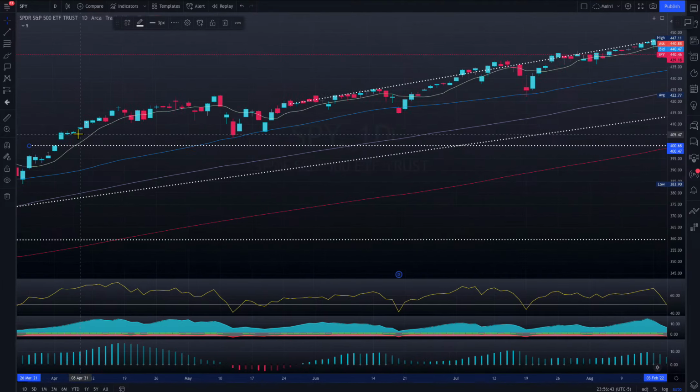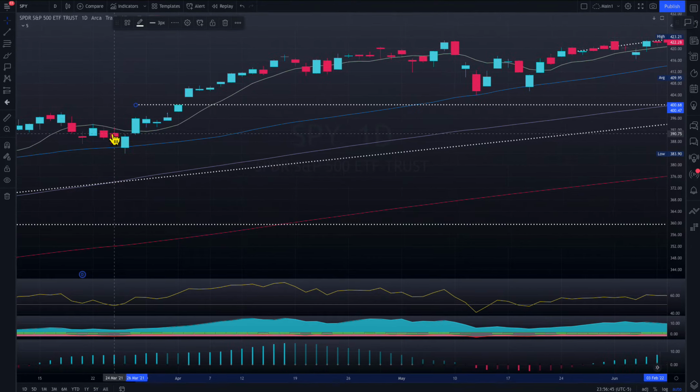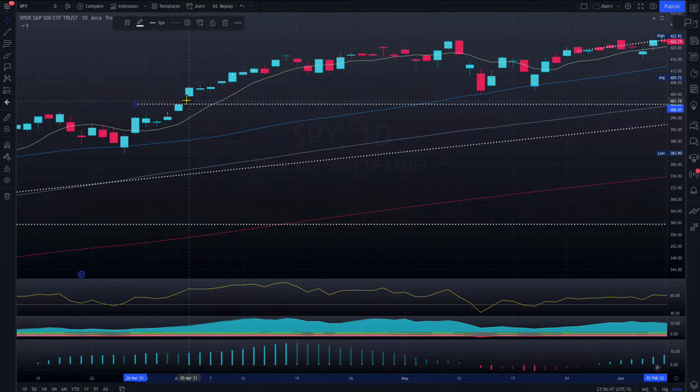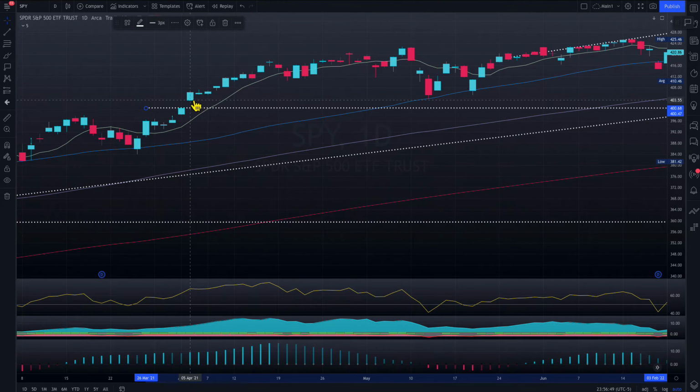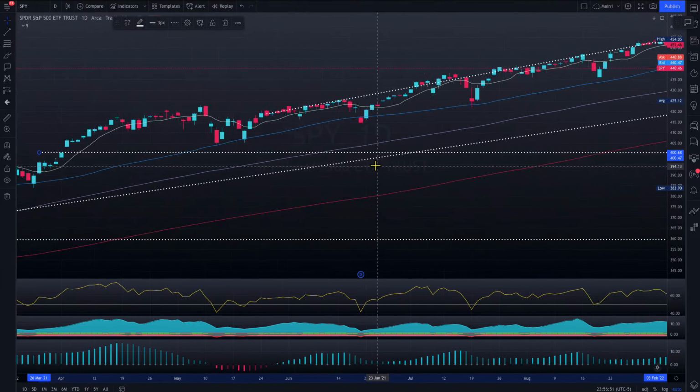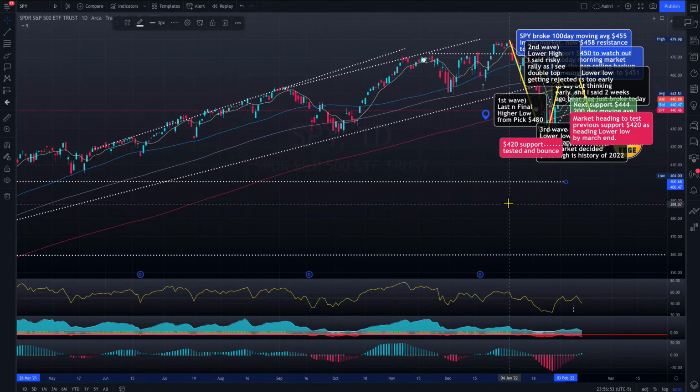Because remember, I'm far away, so you can't see the gap. But now if I go closer, then you can see the gap. See, that gap has to be filled. One day it will fill, and I have no doubt on that.